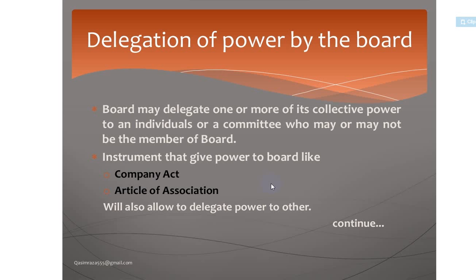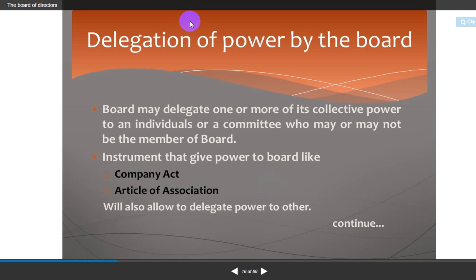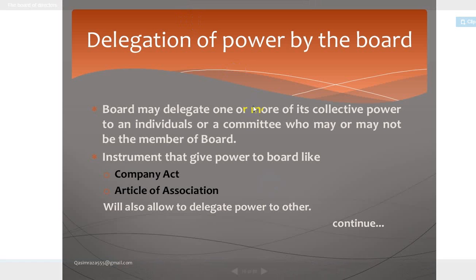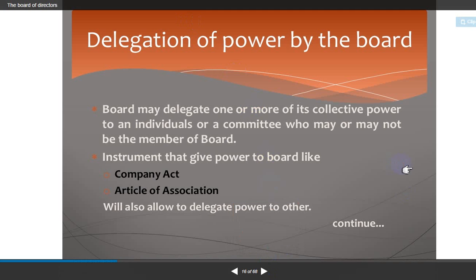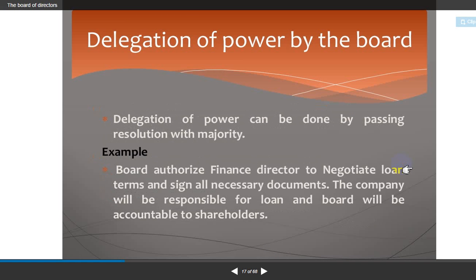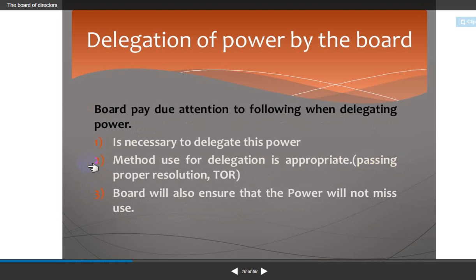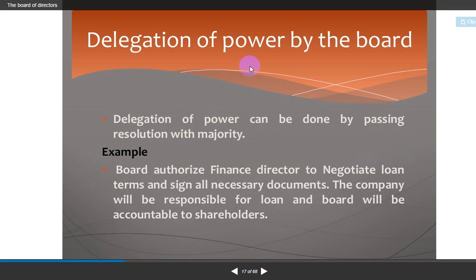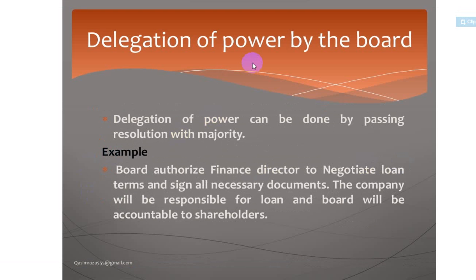So first, we have instruments that give power to the board, like the Companies Act and the Articles of Association. We are also allowed to delegate power to others. Let's move on to the next. As we mentioned, delegation of power can be done by passing a resolution with a majority. When the majority has authority, due to their rights or power, they can pass a resolution. Delegation of power can be done by passing a resolution with majority.